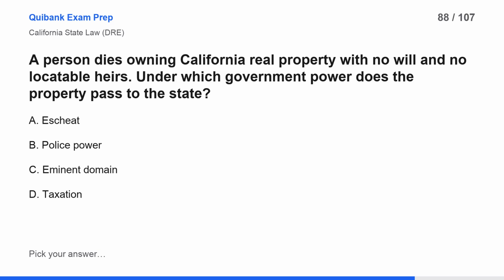Question 88. A person dies owning California real property with no will and no locatable heirs. Under which government power does the property pass to the state? A. Escheat. B. Police power. C. Eminent domain. D. Taxation.